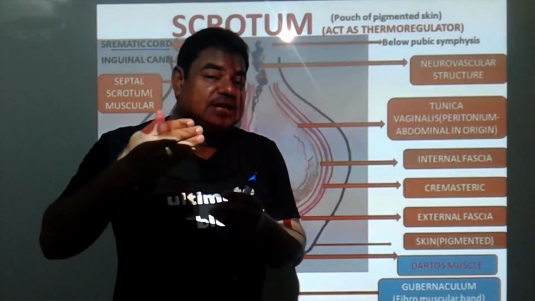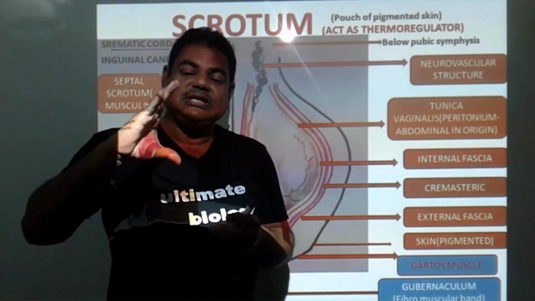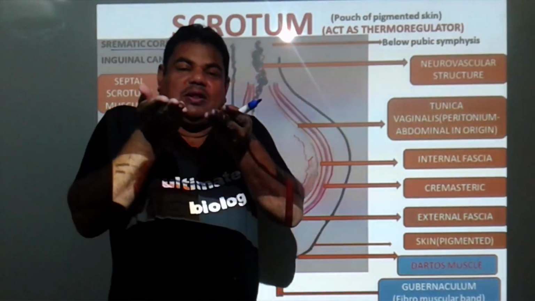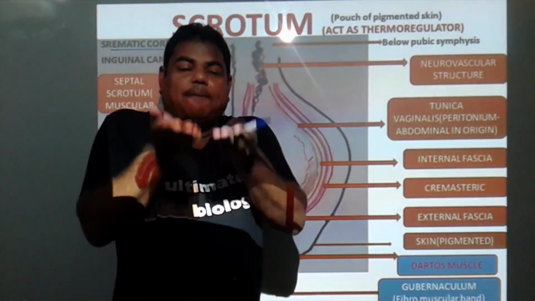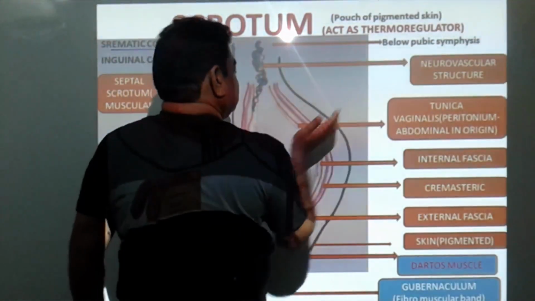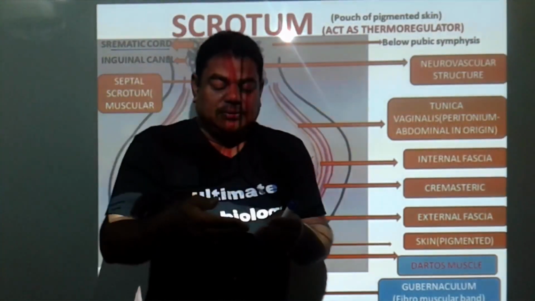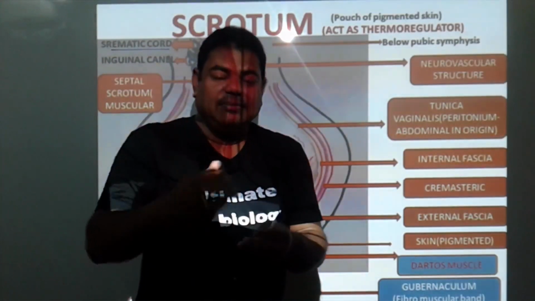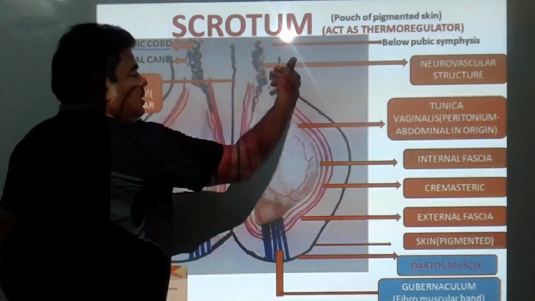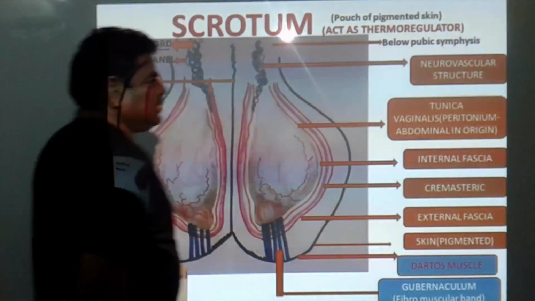But when the temperature is less, in the rainy season or in the winter season, these dartos muscles will contract. And when they contract, the testes also pull up like this, up to the pubic symphysis. Then the testes gain body temperature for the production of what? That is sperm. So the scrotum acts as a thermoregulator like this.